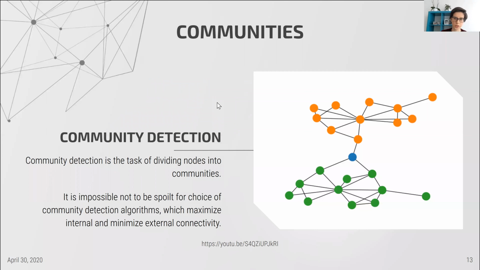And from this perspective, community detection is the task of dividing the nodes in a graph according to which community they belong to. I'm not going to cover all different categories of community detection algorithms that are out there, because there are a lot. But as a rule of thumb, the idea is that you want to maximize the internal connectivity, so the number of edges between the nodes inside the same community. And at the same time, you want to minimize the connection between the nodes belonging to different communities.